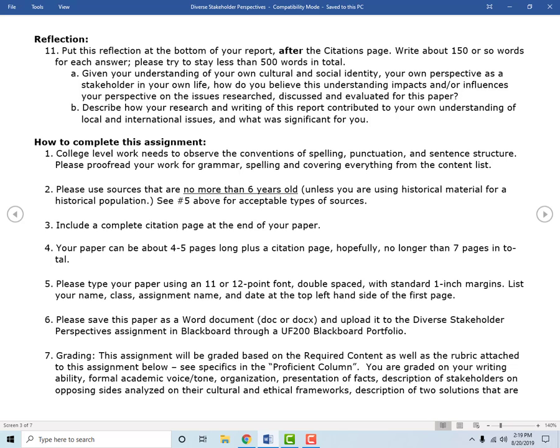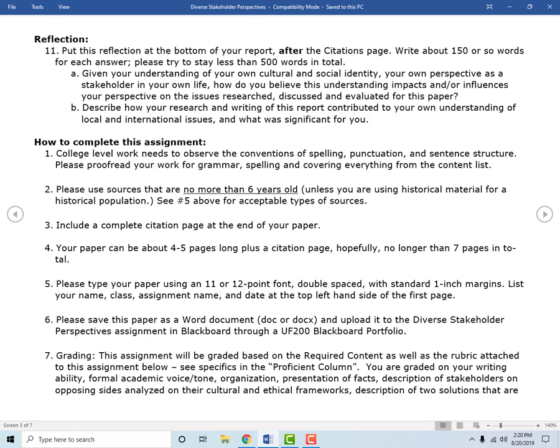6. Save this paper as a Word document and upload it to the Diverse Stakeholder Perspectives assignment in Blackboard through a UF200 Blackboard portfolio. 7. Grading. The assignment will be graded based on the required content as well as the rubric attached to this assignment below. See specifics in the proficient column.